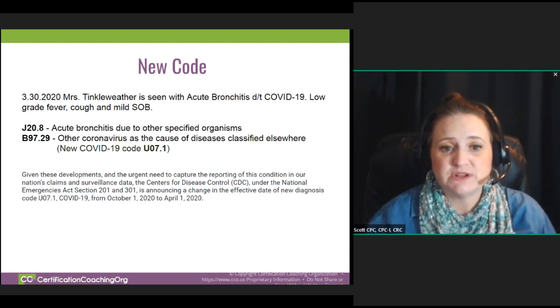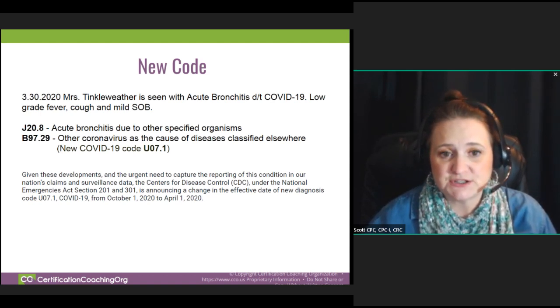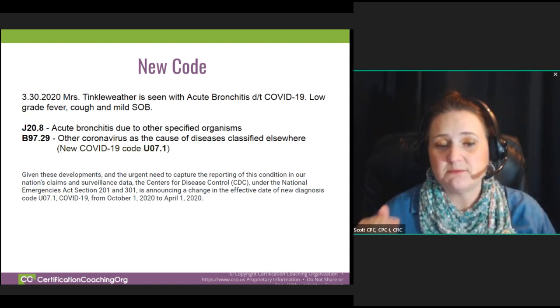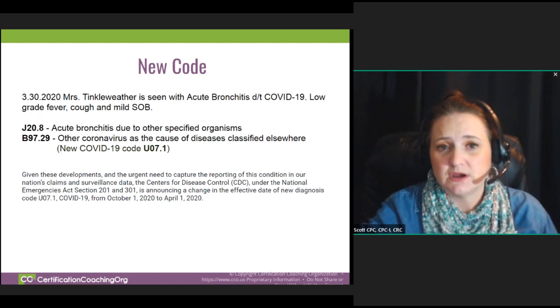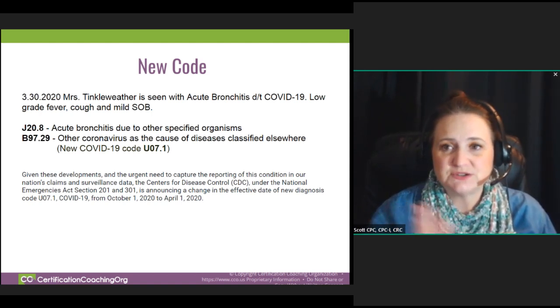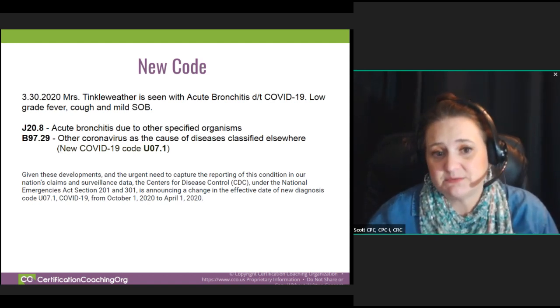And then what is the organism? It's B97.29, because until April 1st, we don't have a code for COVID. But as of after April 1st, we'll have U07.1. Now, does that mean U07.1 will be able to go back and be used for visits that were before that? Yes, you will. They're retrograding it back. However, your system is not going to accept it because it won't recognize it as a code.